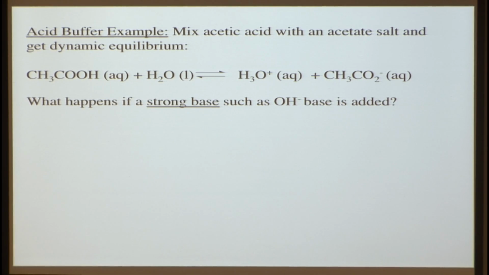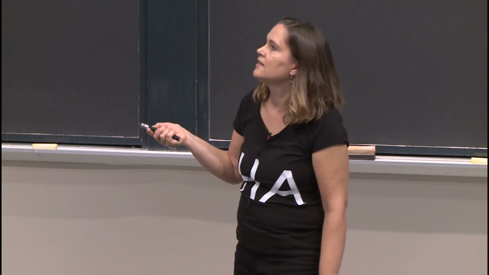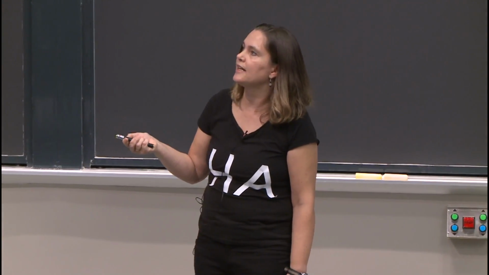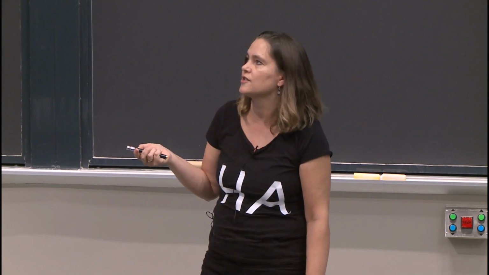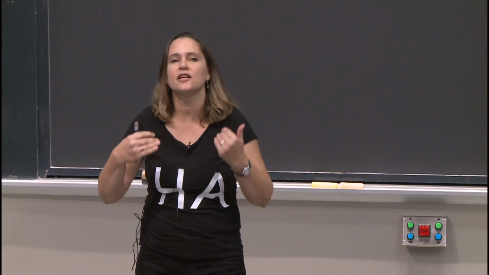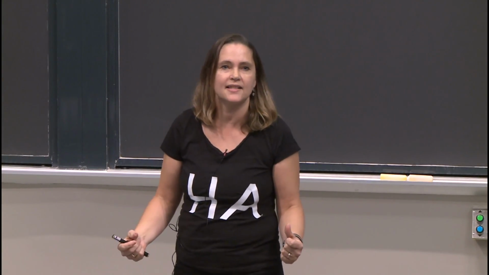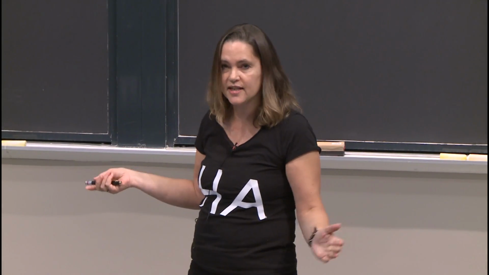A buffer can also respond to added base. If you add a strong base, or any kind of base, in this case hydroxide ion, it would remove a proton from the weak acid, the acetic acid, forming water and some more of the conjugate base. And those OH- ions are effectively removed. And again, if you did a good job designing this buffer, the pH should stay constant. So that's why you need the conjugate acid and the conjugate base. You need the acid to react with the base that's added and keep the pH constant. You need the base to react with the acid that's added and keep the pH constant. If you just have one, it's not going to be a buffer.